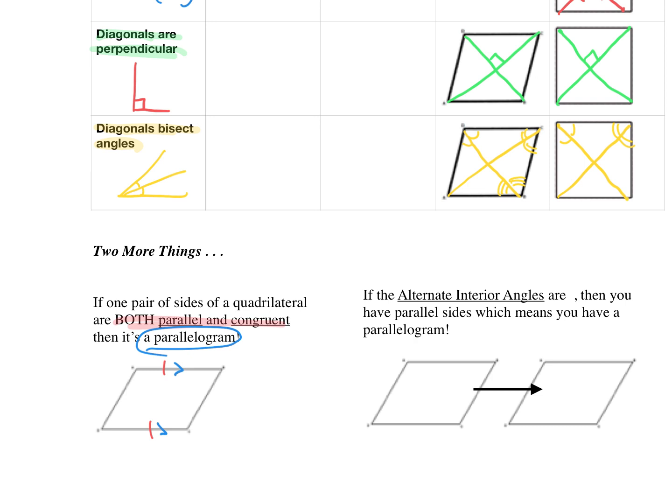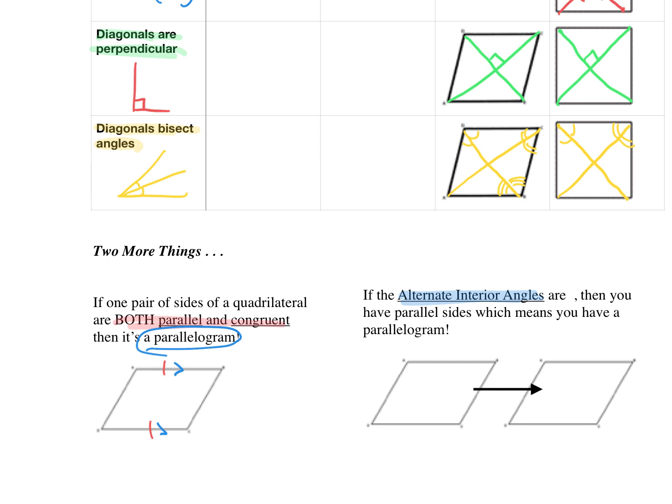And then, another fact for you: if alternate interior angles are equal, then you have parallel sides, which means you also have a parallelogram.